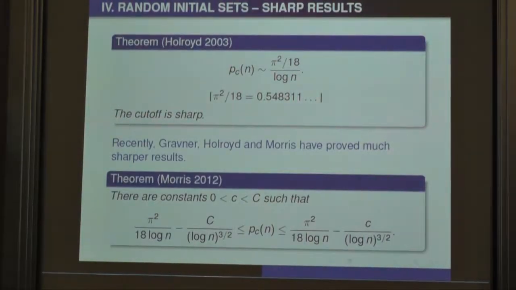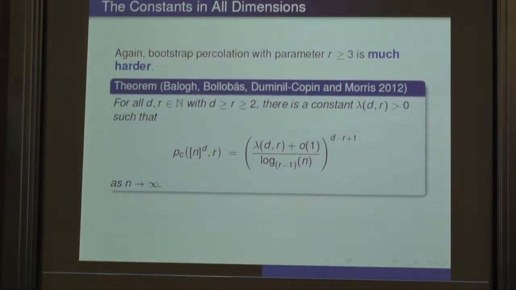Okay, and recently, Morris, after continued work of Gravner and Holroyd, proved that in fact the second term is about (log n) to the 3 over 2. Okay, what about constants in all dimensions and all infection parameters? That was the end of it.